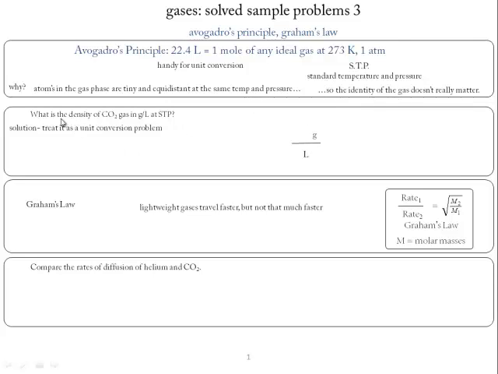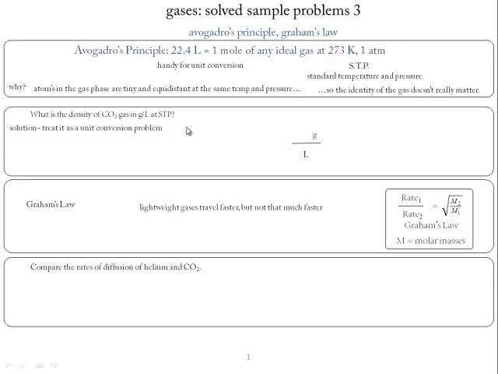Here's the problem. What is the density of carbon dioxide gas in grams per liter at standard temperature and pressure? For Avogadro's principle, they always have to say this because it's only true at standard temperature and pressure. So that's a big hint. That's something you might want to make a note of. Anytime you see the words STP, or standard temperature and pressure, odds are it's an Avogadro's principle problem. It has to be said. So we'll treat it as a unit conversion problem.